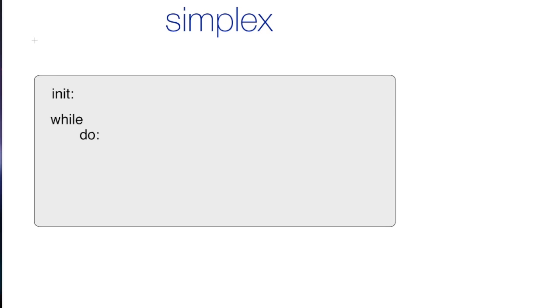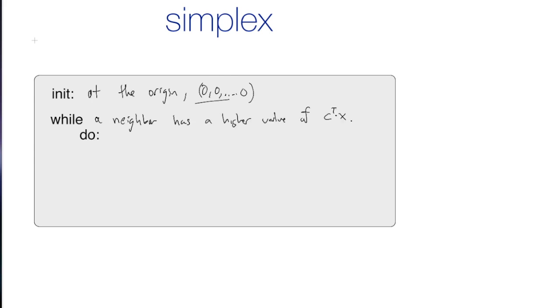So this is the simplest algorithm. It's a greedy algorithm, and it works in practice, but its exponential time is the analyzed running time. So what you do is you initialize at the origin 0, 0. And that's why, if we create programs in standard form, then we know that 0, 0, 0 is a feasible solution. And while a neighbor has a higher value of c transpose x, remember c transpose x is what you're trying to maximize, okay?